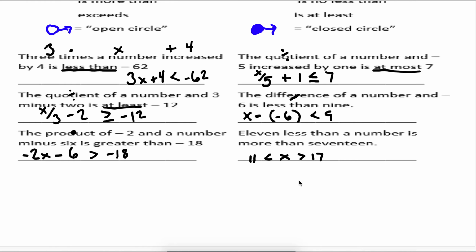Could be that. However, that's not what it means. Okay, 11 less than a number is a turnaround phrase, and that is a subtraction problem. We have a number minus 11. This says 11 less than a number is more than 17. That's how you would write that one out. That's it. That's our lesson here.